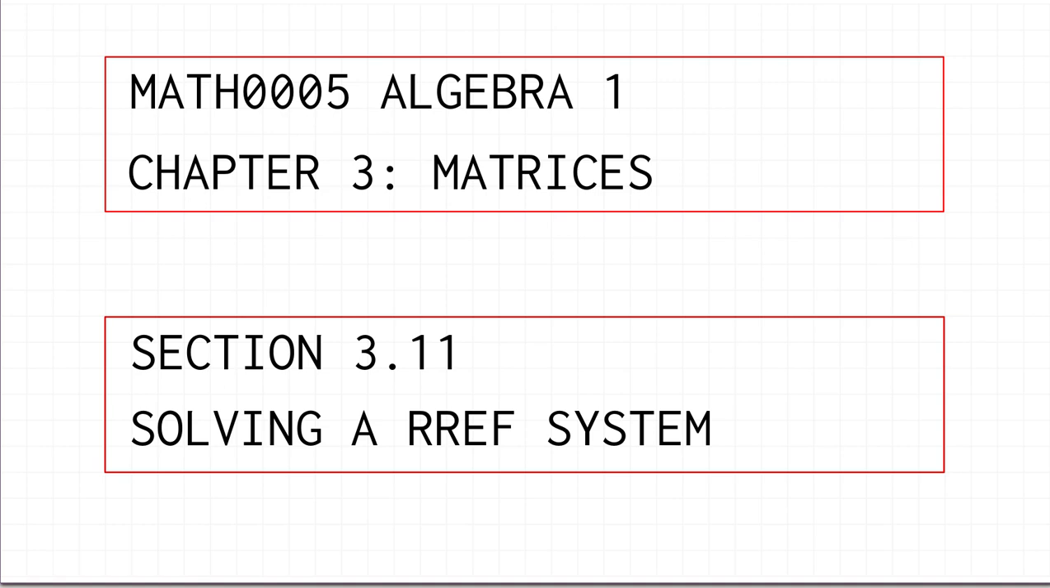The simple form that we're going to use is row-reduced echelon form because we know that we can put any matrix into row-reduced echelon form by doing row operations to it. What we don't yet know is how to get the solutions of a system of linear equations whose augmented matrix is in row-reduced echelon form. That's what we're going to investigate in this video.